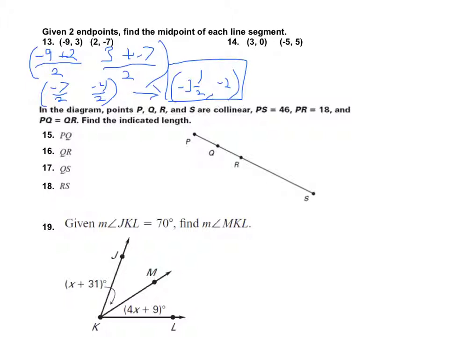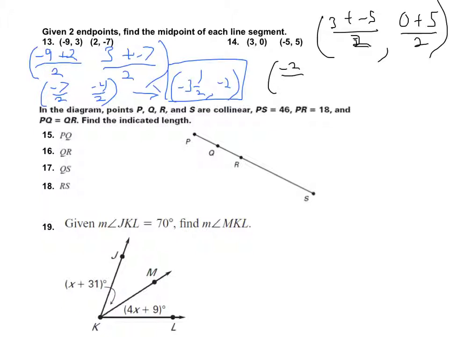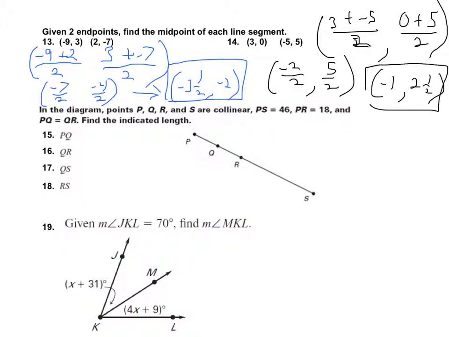Alright, we'll set number 14 up kind of the same way. So add the x's, 3 plus negative 5 over 2. Apologize for my handwriting, it's kind of hard to write neatly on the iPad here, but I hope you can make out the numbers. So for the y, 0 plus 5 divided by 2. So what will we have? We'll have negative 2 over 2 and positive 5 over 2. So that's going to be negative 1 and 2.5. So that's how you use the midpoint formula.